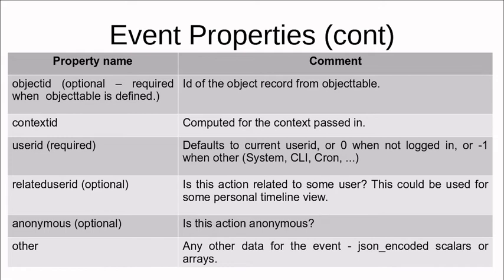Now the object ID is required if you've defined object table. It is the ID of the actual record in the object table that's being affected by the event. The context ID is computed for the context passed in. So you need to pass in the context, and then the context ID is actually computed from that.